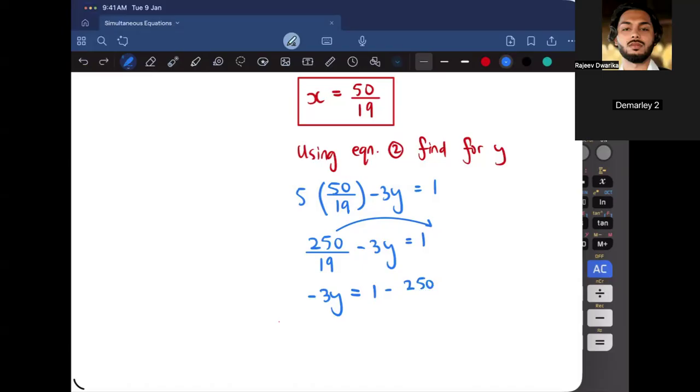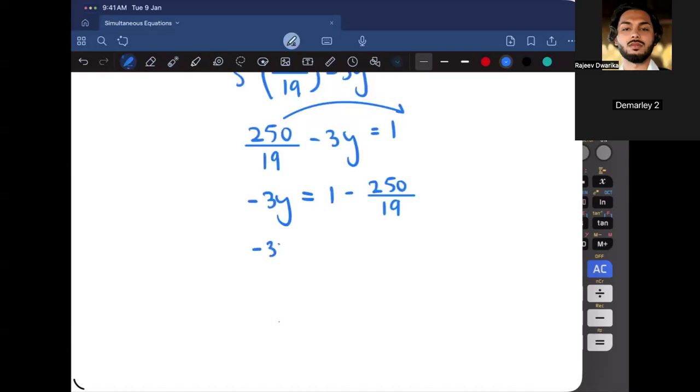I'm going to blow your mind here again. You can find the LCM here. When you have different denominators, you could always just find the LCM to subtract or add them. One is the same thing as 1 over 1, so the LCM will be 19, etc. But I'm not going to show you that. I want to show you something else.